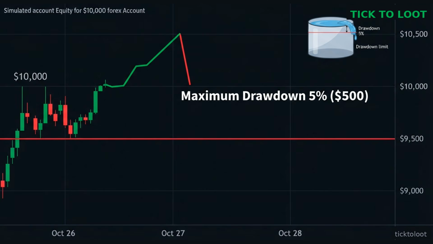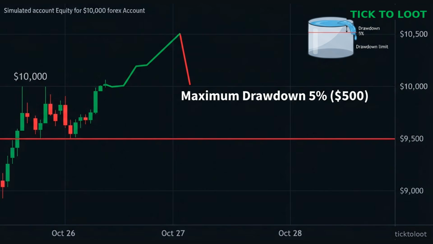Now picture you open a trade on the euro to US dollar pair at 1.1000, buying one standard lot worth $100,000. The market moves against you and the price drops to 1.0900, causing a loss of about $900 on that single trade. Your account equity falls from the peak of $10,000 down to $9,100, which is a 9% drawdown, well beyond our 5% rule. Because we have a drawdown control system, an automated alert would pop up the moment equity hits $9,500, and a pre-programmed stop loss would close the position to prevent further loss.